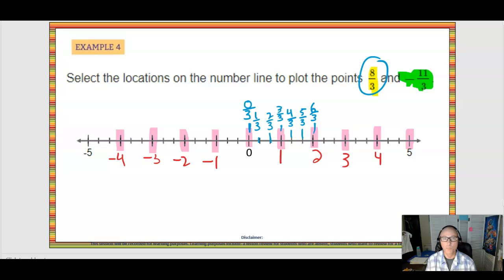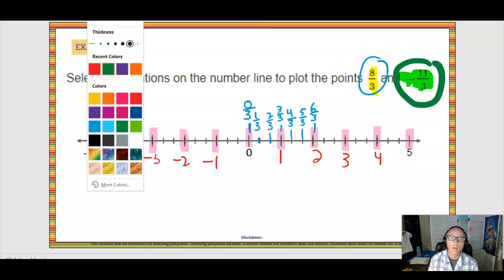I'm not doing any more of this problem. You find 8/3. Let's go to -11/3. Where would that be? So let's go the other way. This is still 0/3.